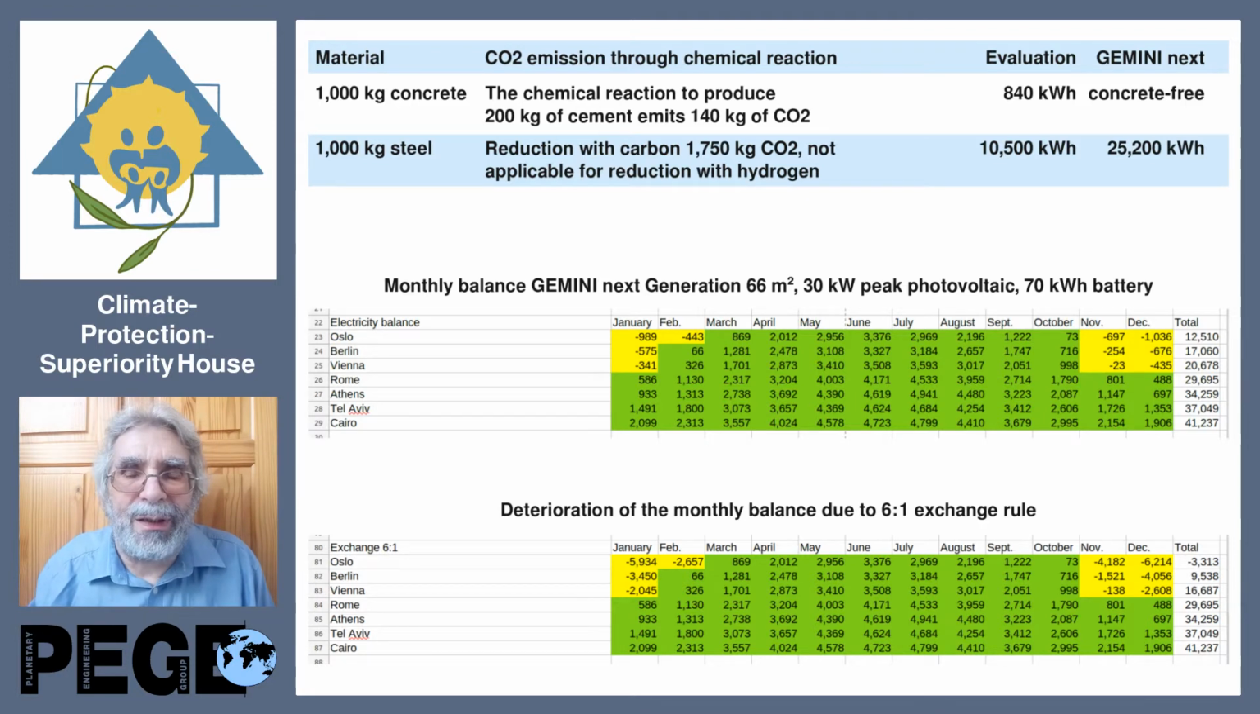But when we calculate, you have to feed in 6 kilowatt hours for 1 kilowatt hour you receive. This turns completely negative. More than 3,000 kilowatt hours in negative at Oslo. Only the more southern cities are in positive.